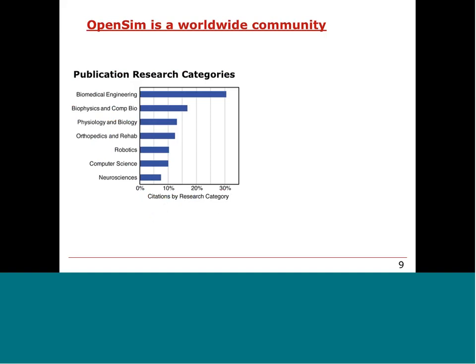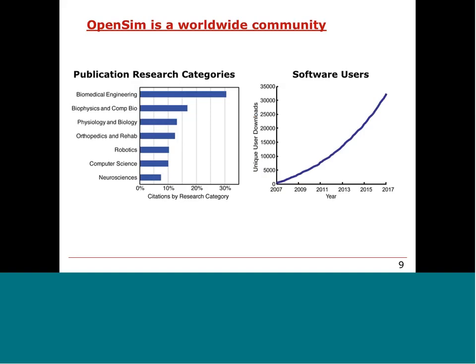As I mentioned earlier, the community is diversifying. So this bar graph shows publications citing the OpenSim software organized by research category, where each bar shows the percent of publications that come from a given discipline. So we see OpenSim is used for biomechanics research and is also used in robotics, computer science, and the neurosciences. So OpenSim is enabling interdisciplinary collaboration between biomechanists and all these other fields.